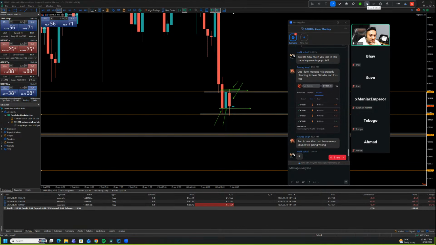Now if you want to take a buy or sell, wait for the candle to break and close above this resistance for the buys, and wait for the candle to break and close below this low for the sells. I think so.